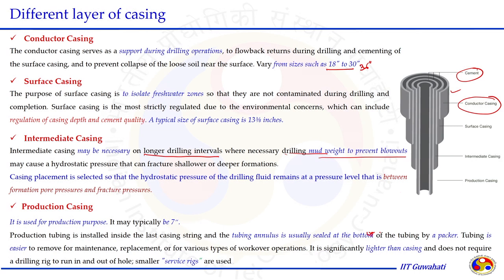And at the end, comes the production casing or production tubing. It is used for production purposes only. It may typically be 7 inches in size. The production string is installed inside the last casing, and the tubing annulus is usually sealed or packed at the bottom with the help of a packer. So for example, if this is the casing or production tubing, the bottom section is packed with the packers, and the holes are created around this section or a certain part.